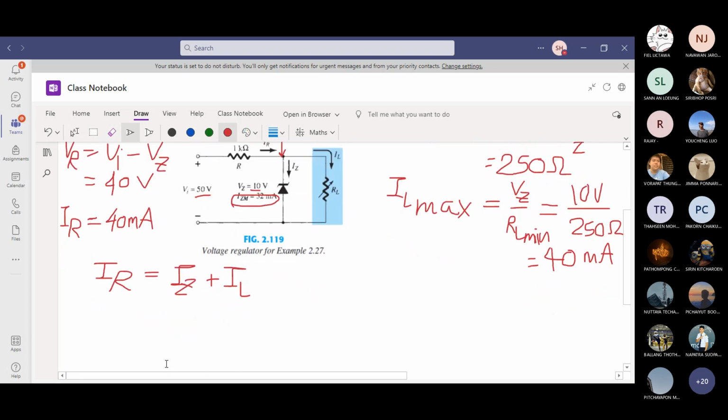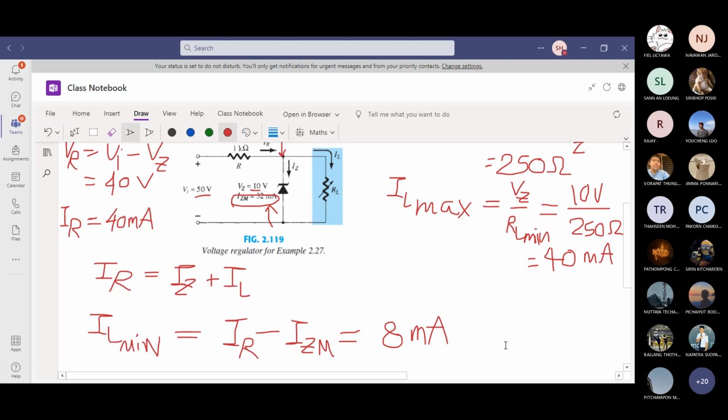You can also rearrange the equation. IL, if you want the minimum IL, we already established maximum IL. If you want the minimum IL, from IR you have to subtract what? The maximum possible Zener current. IZ max is given. What is it? You have IR 40 milliamp, IZ max is 32 milliamp right here. So minimum load current that will keep the diode on is 8 milliamp, 40 minus 32.